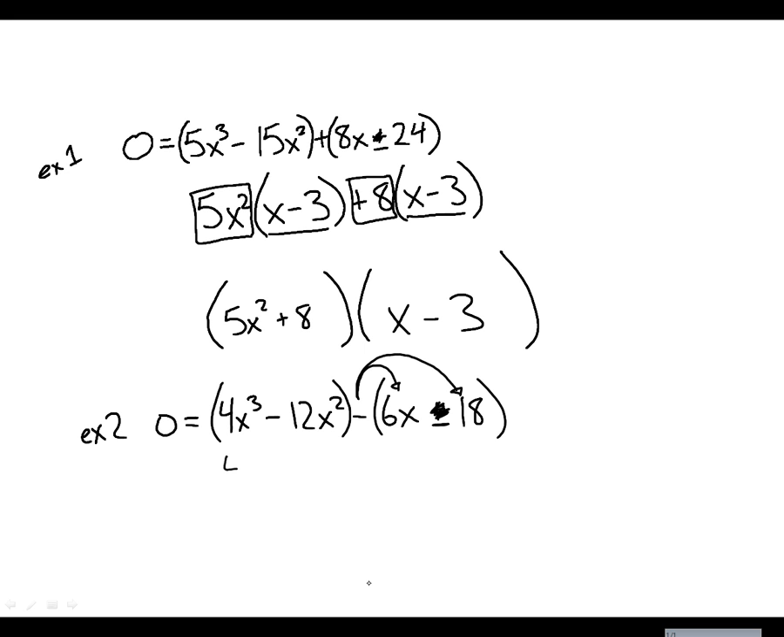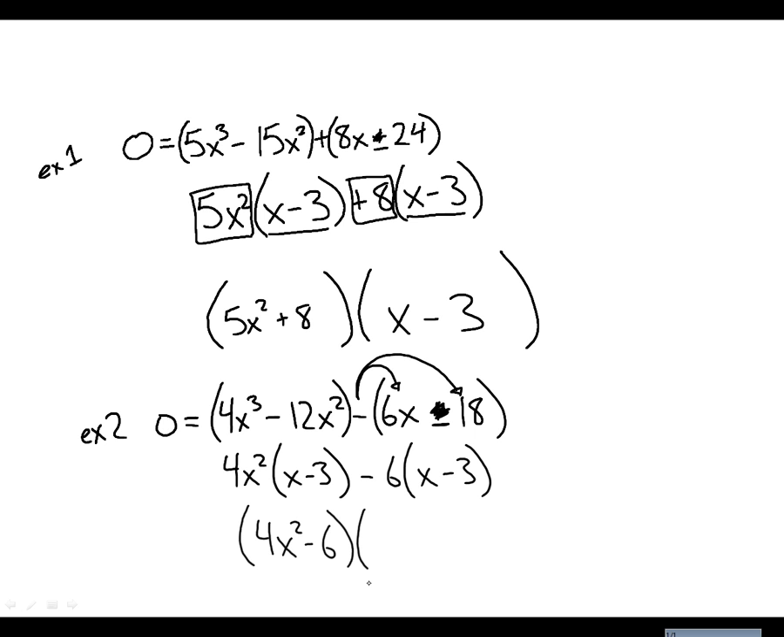Let's go ahead and factor out what we can. 4x squared, x minus 3, minus, we can factor out a 6. We're left with x minus 3. Our final answer here, not our final answer, but the final step in the factoring by grouping would be 4x squared minus 6 and x minus 3.